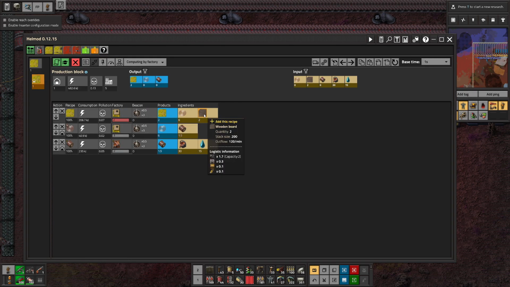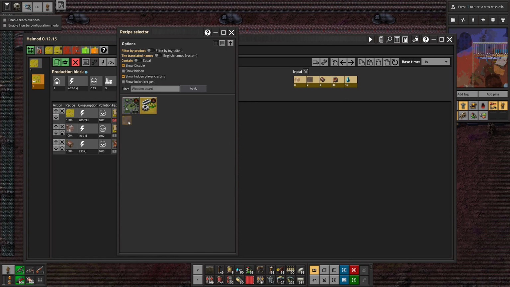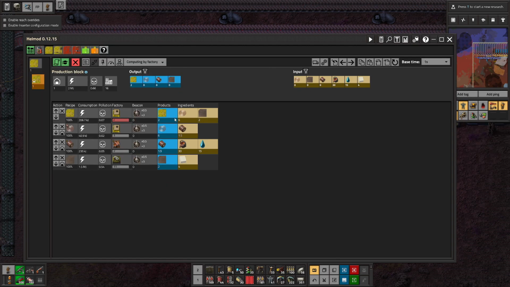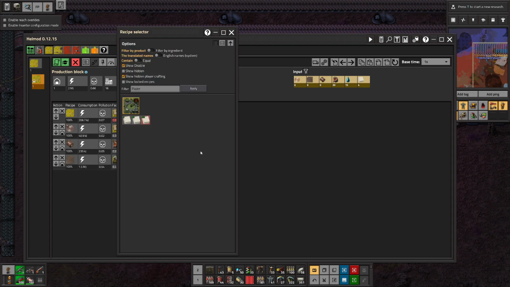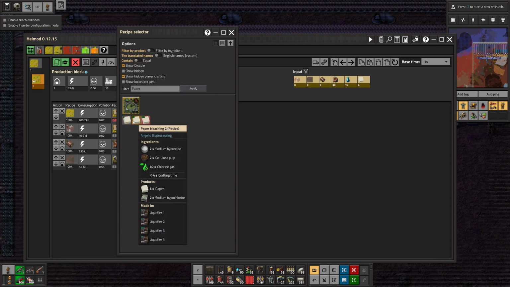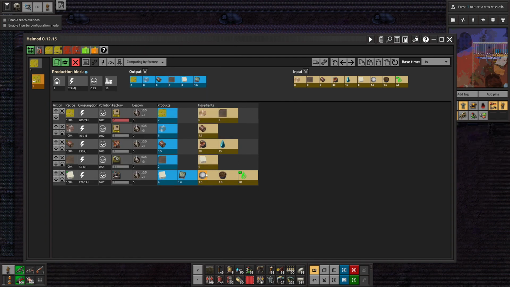Hold on. We need to figure out our wooden boards. You can make the wooden boards from wood, or we can again make the wooden boards from paper. I think from paper was actually more effective. Because the paper can be made from sodium hydroxide and chlorine gas. We have sources of those. Like, how much are we talking about? That's not a ton. You get a byproduct of sodium hypochlorite.